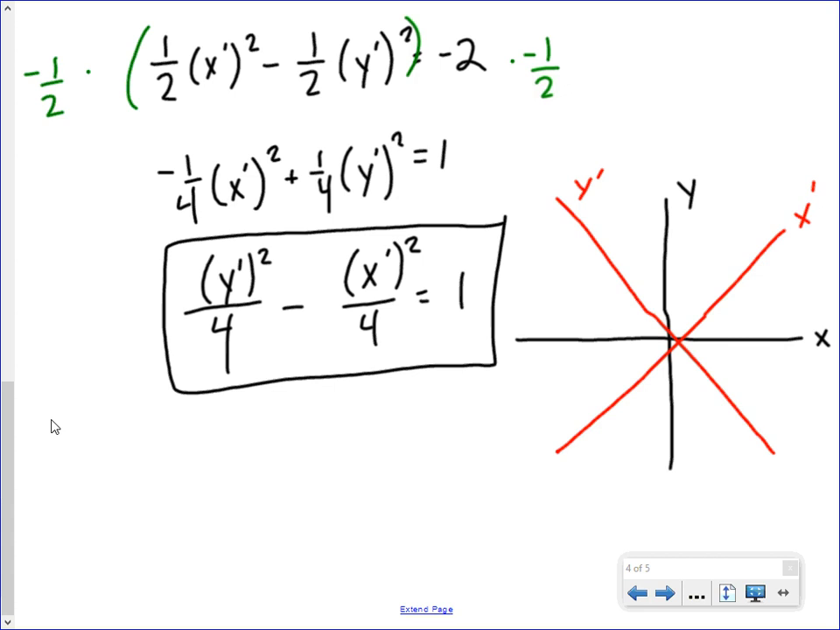So now you really have two sets of coordinate axes. What you need to do at this point is let the black set, the original XY plane, fade away to the background. You're going to be focused on the red set, the new x prime, y prime. That's where we're going to graph this hyperbola.